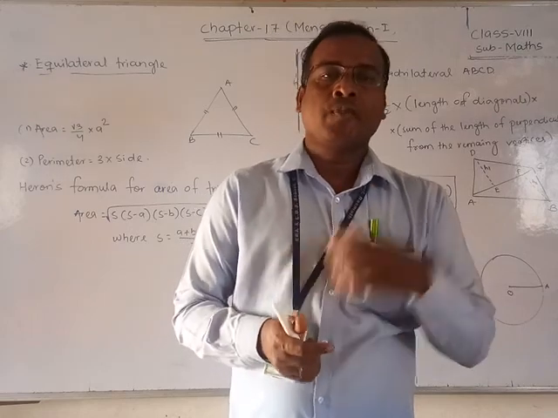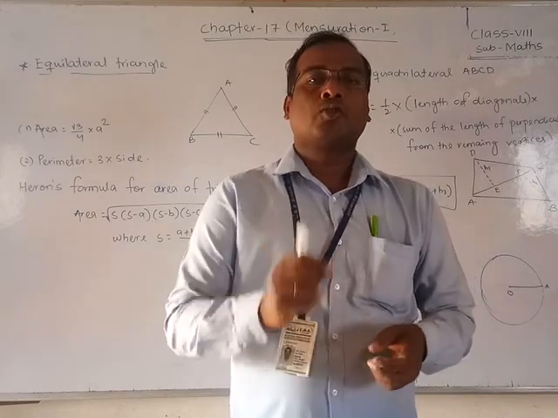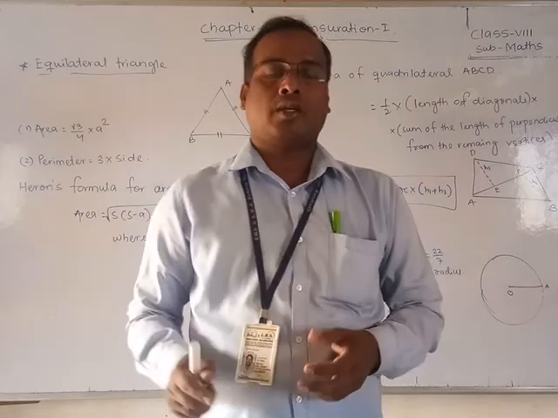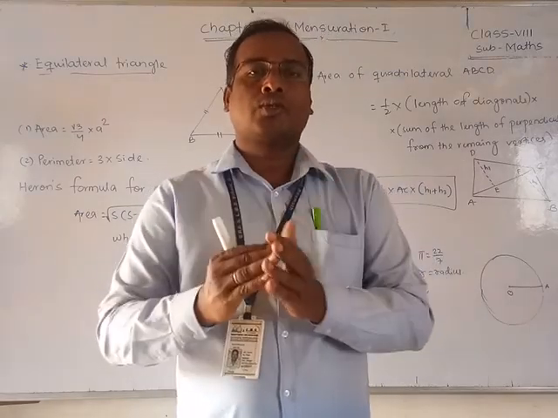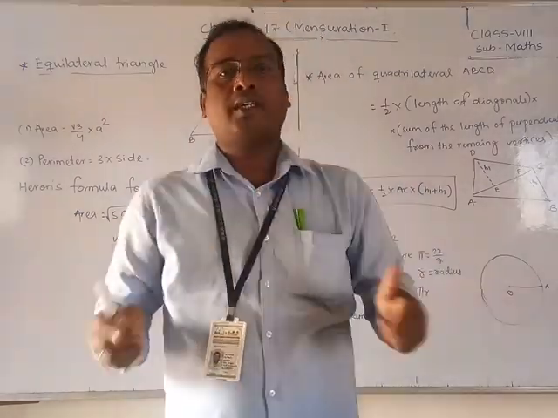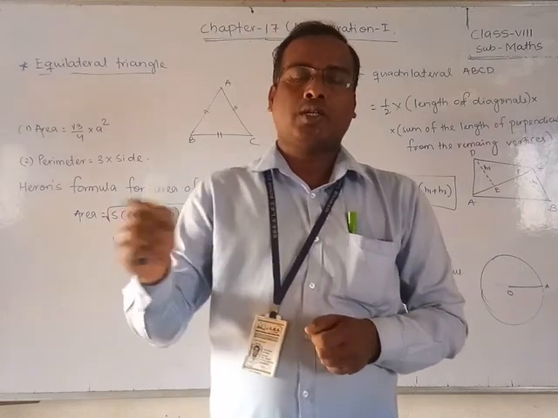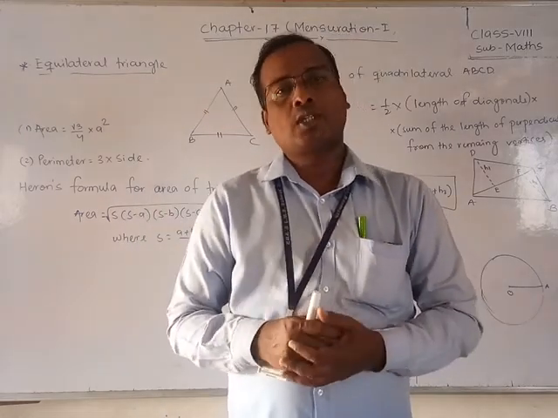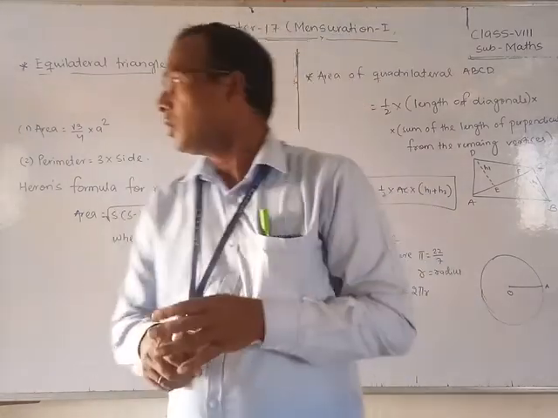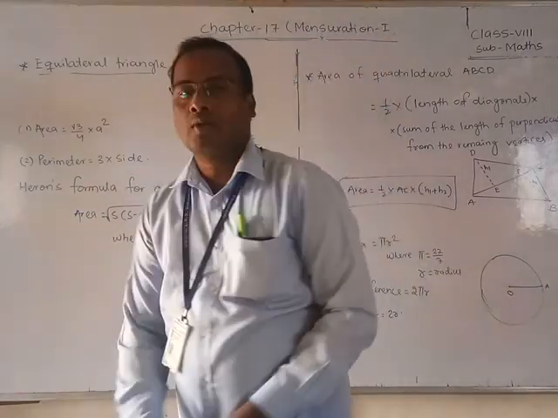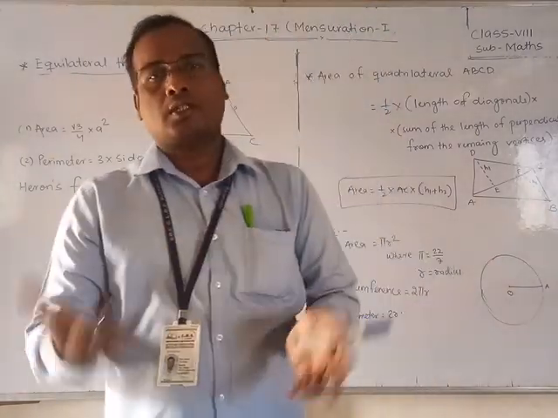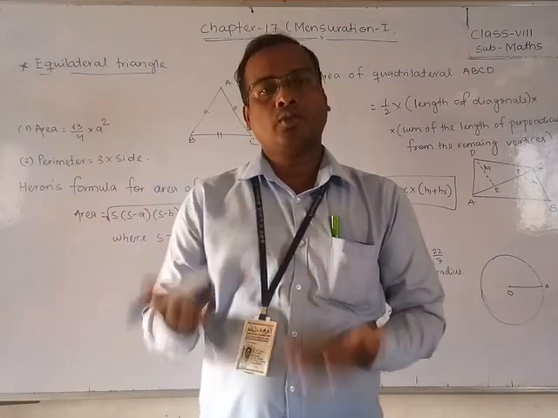So what is its area? The area, whenever we find it, is root 3 by 4 into side square. That means root 3 by 4 into side square. Whatever equal side is given, you have to square it and multiply with root 3 by 4. So if you want to find the perimeter, what do you have to do? The sum of the 3 sides, and since the 3 sides are equal, it is 3 into side.